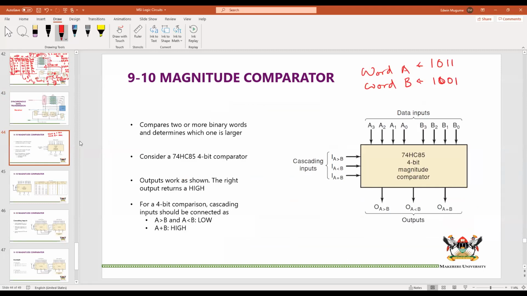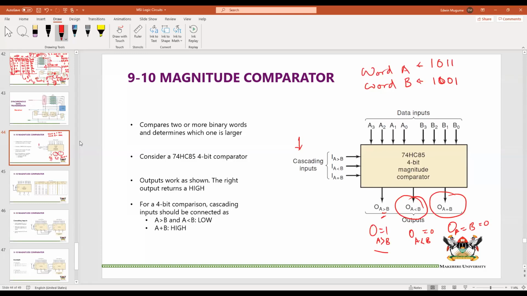Now it has 3 outputs. Output A greater than B, output A less than B, and output A is equal to B. As you can see here, these outputs are active high. So that means that if A is greater than B, then output A greater than B will be 1, the rest will be 0, clearly. If they are the same, then this will be high and this will be low. If B is greater than A, this will be high and this will be low. These are called cascading inputs, and I'm going to talk about them in a moment.